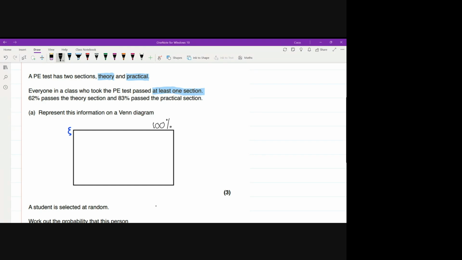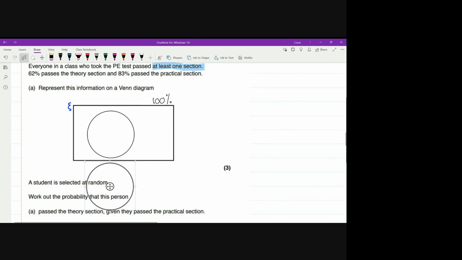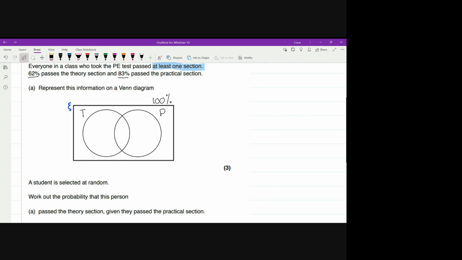Now, we can tell from this that we're going to have 2 circles, right? One for the theory and one for the practical. So I'm going to put 2 circles in here. There's one circle, there's the next circle. And I know they will overlap because we already know that they will either be the theory part, the practical part, or they'll be both. Now, I'm going to run into a problem, in that there are 62% of people who passed the theory and 83% of the people who passed the practical.